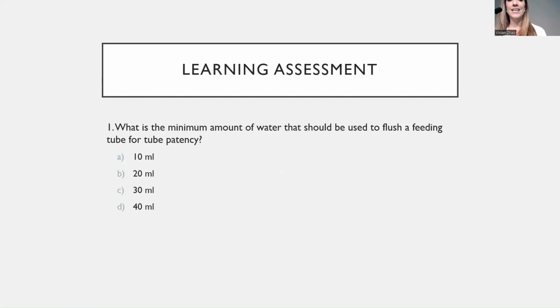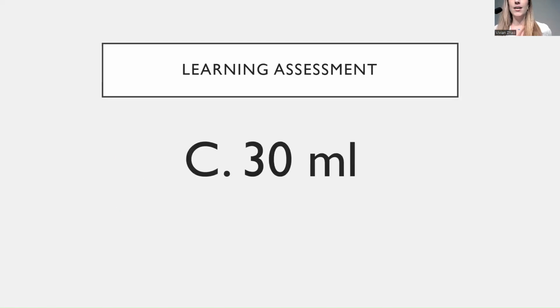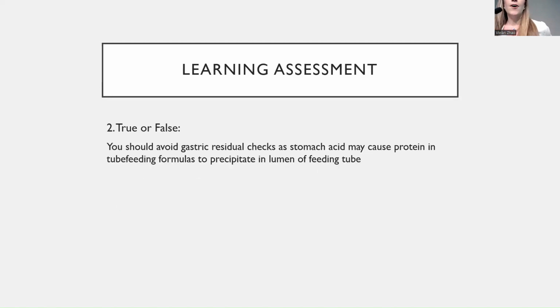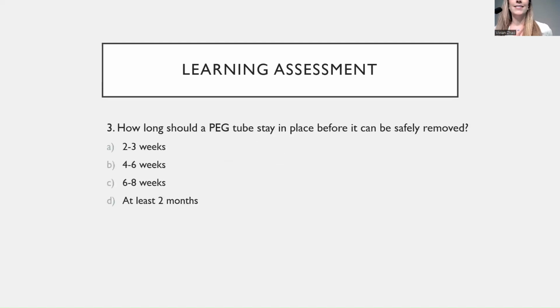Now for the learning assessment. What is the minimum amount of water that should be used to flush a feeding tube for toothpaste? Good job, 30. True or false? You should avoid gastric residual checks, because stomach acid may cause protein in the tube feeding formulas to precipitate in the lumen of a feeding tube. Yes. And then how long should a PEG tube stay in place before it can safely be removed?